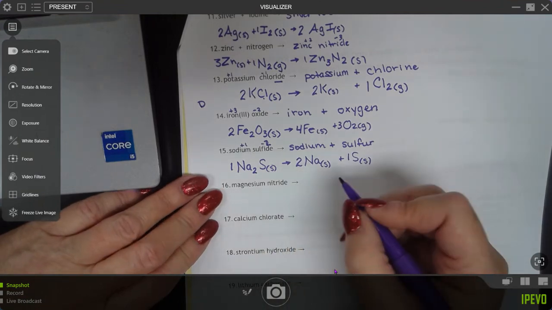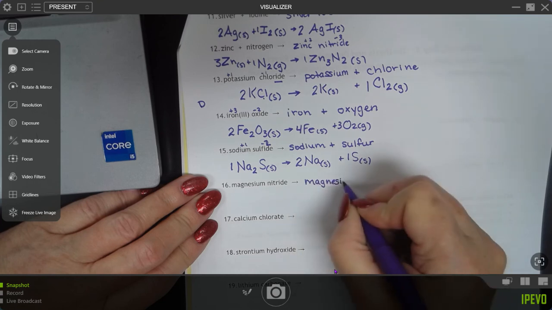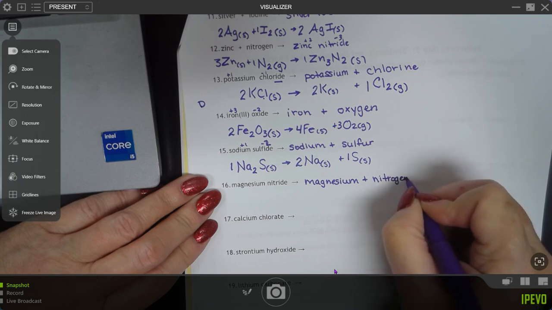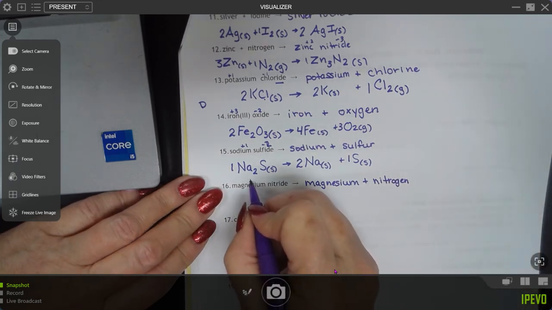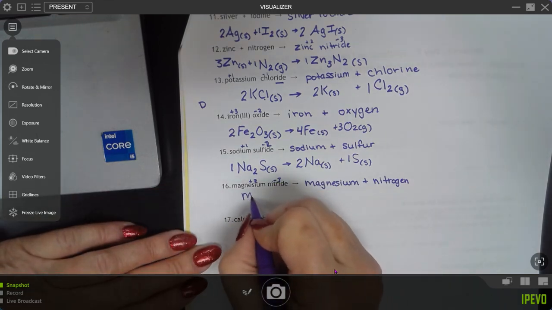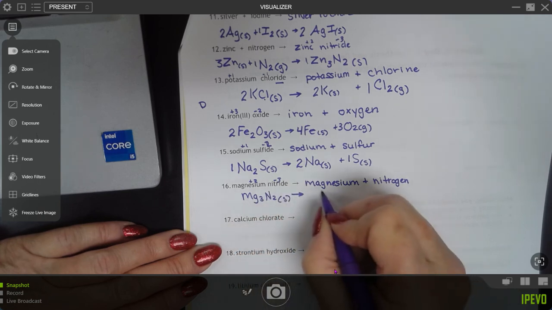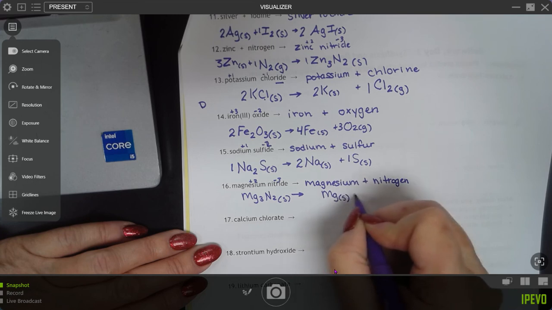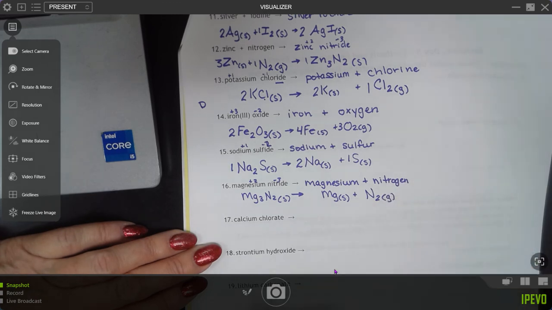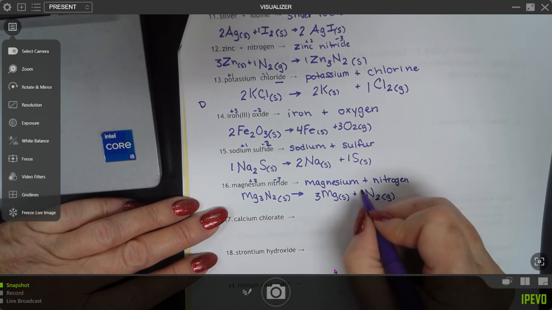Magnesium nitride breaks down to give us magnesium plus nitrogen. Okay. Magnesium forms a +2 ion. Nitrogen is -3, so I crisscross those. I get Mg3N2. Breaks down to give me Mg plus nitrogen, which is a Hoberfinkel. It's diatomic, and it's a gas. So nitrogen is already balanced. I've got 3 magnesium.